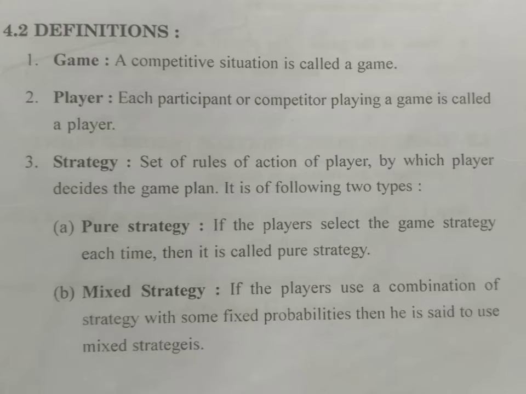Strategy. We have pure strategy and mixed strategy. This is a very important 2-mark question. A set of rules or actions of players by which a player decides the game plan. Depending upon the game plan, it is called pure strategy or mixed strategy. So it has the following two types. Pure strategy: if the player selects the same game strategy each time, then it is called pure strategy. If the players use a combination of strategies with some fixed probabilities, then they are said to use mixed strategy.